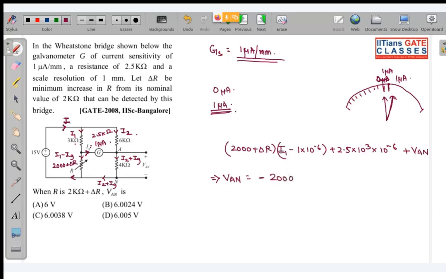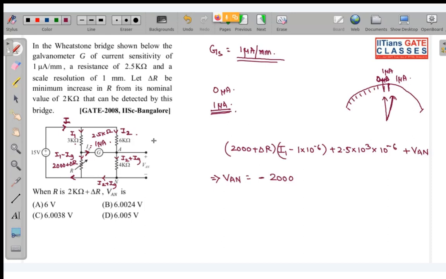How can I find this del R? This is the question. Somehow if I am able to manipulate this del R... Sir, we can Thevenin the galvanometer part and find delta. Like we know Ig, so we can get VTH upon RTH plus RG. No, basically we don't even need to Thevenin.